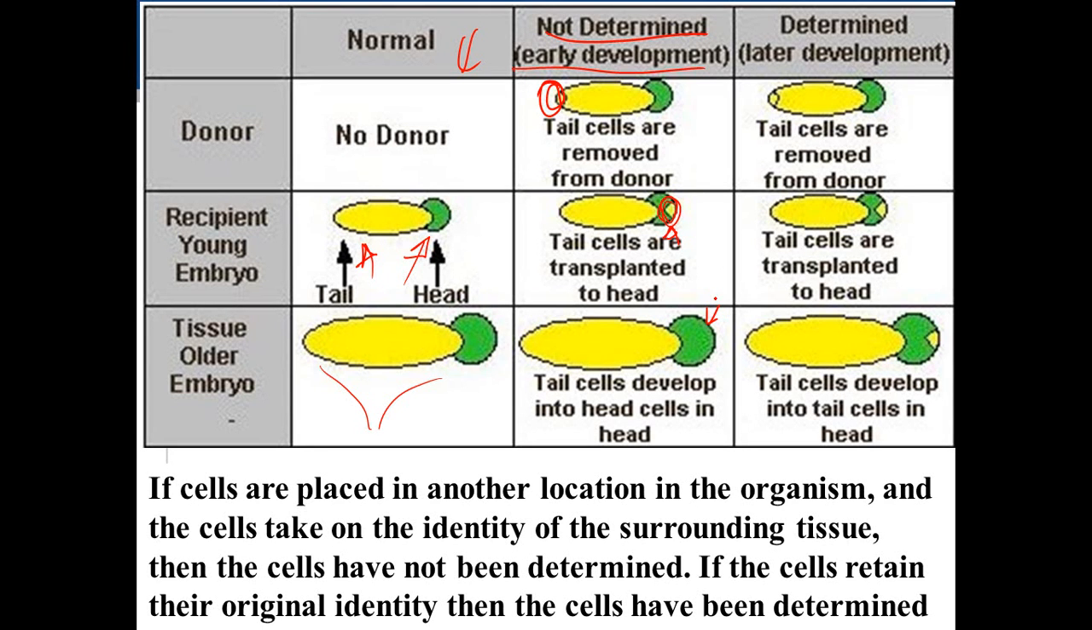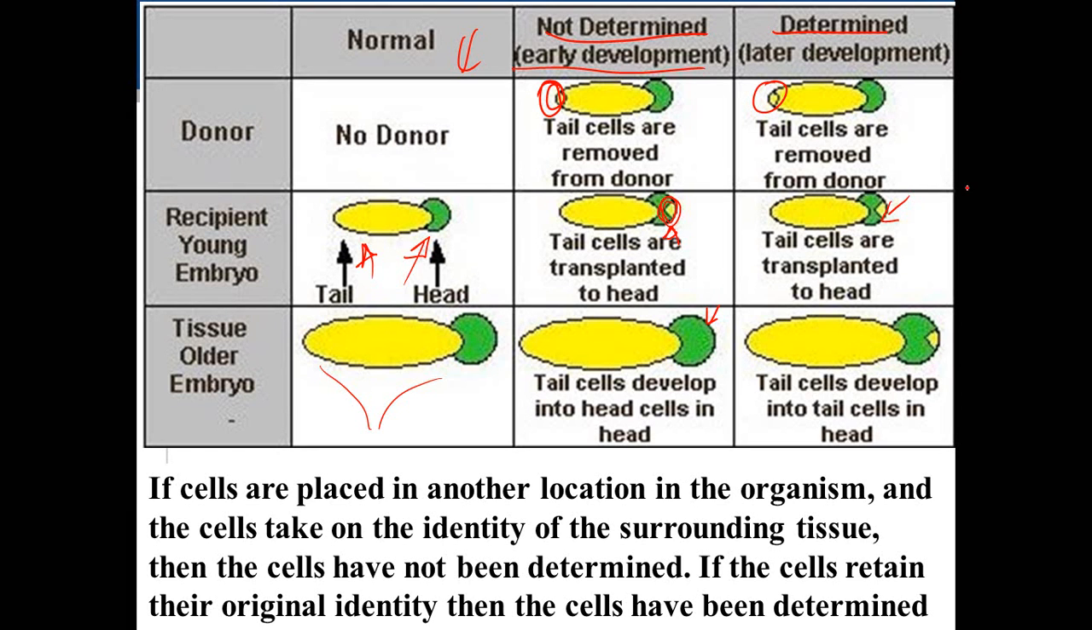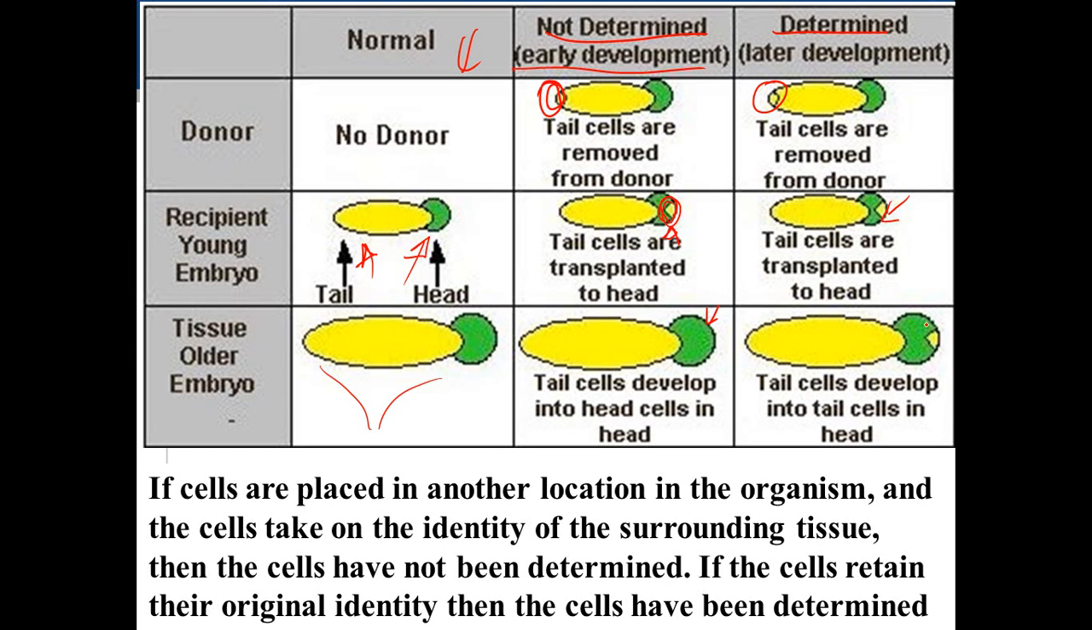Now, if the cells have been determined, it's later in development, and we remove those tail cells and we transplant them into another embryo in the head region, if they continue to make tail cells, then what we know is that determination has occurred.